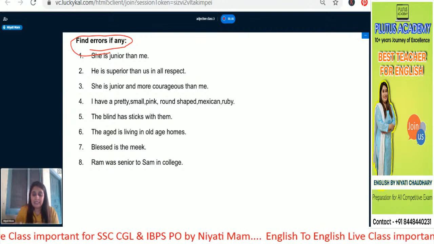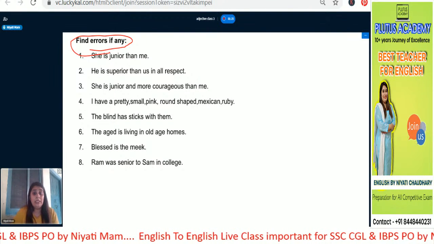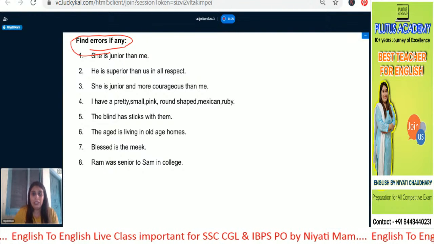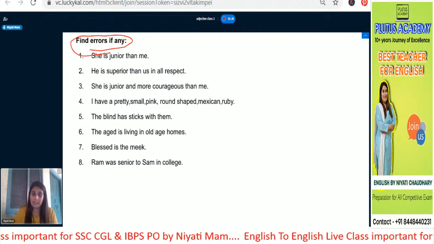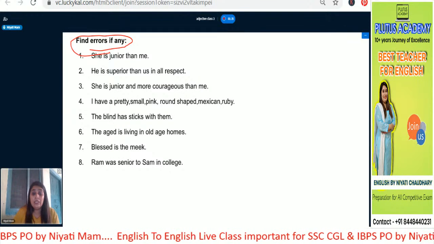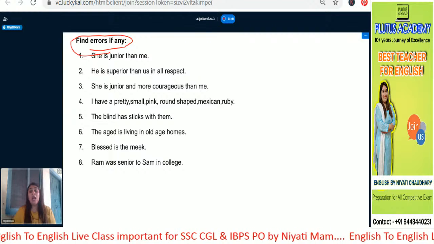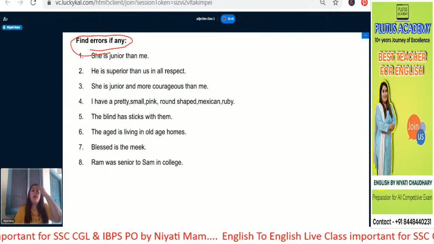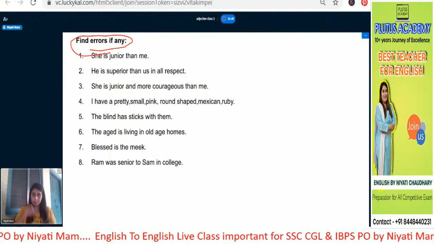The 8 sentences here are: She is junior than me. He is superior than us in all respects. She is junior and more courageous than me. I have a pretty small pink round shape. The blind has sticks with them. The aged is living in old age homes. Blessed is the meek. Ram was senior to Sam in college. So there are 8 sentences and we just need to find errors in them.